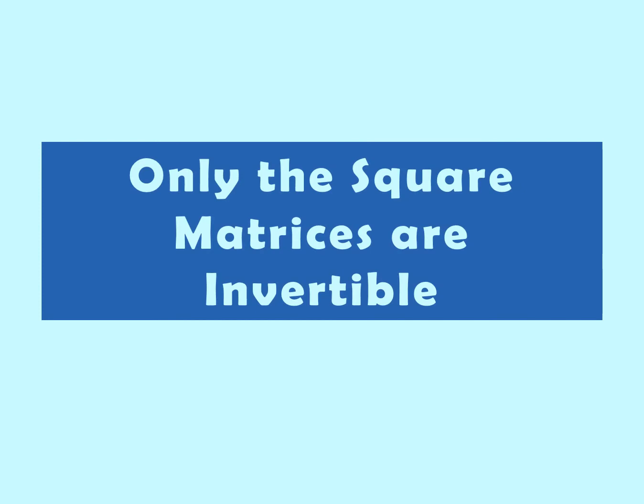We can find the inverse of a matrix only if it is a square matrix. That is, if the number of rows equal to number of columns. There is another condition to be satisfied for a matrix to be invertible, which I will explain to you later.